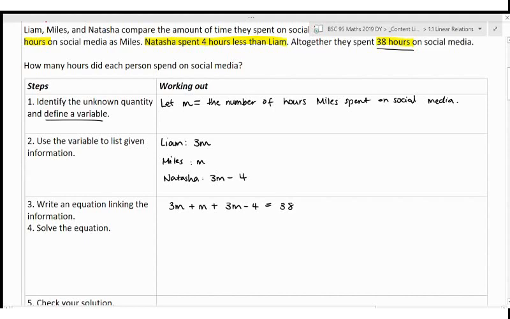Step 4 says to solve that equation. So we just need to add up these like terms, collect these like terms. 3M plus M plus 3M is 7M. Subtract 4 is 38. If we add a 4 to both sides to get rid of that minus 4, we end up with 7M on the left-hand side, and on the right-hand side, add 4, we get 42. Last step, divide both sides by 7 to get rid of this 7 here, and we have M is equal to 42 divided by 7, 6.